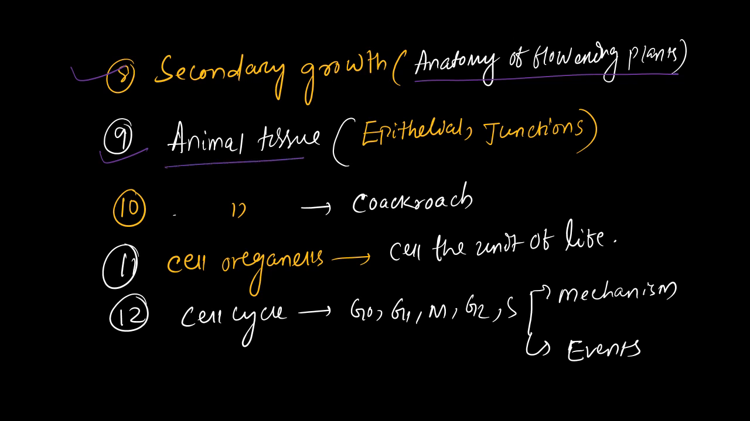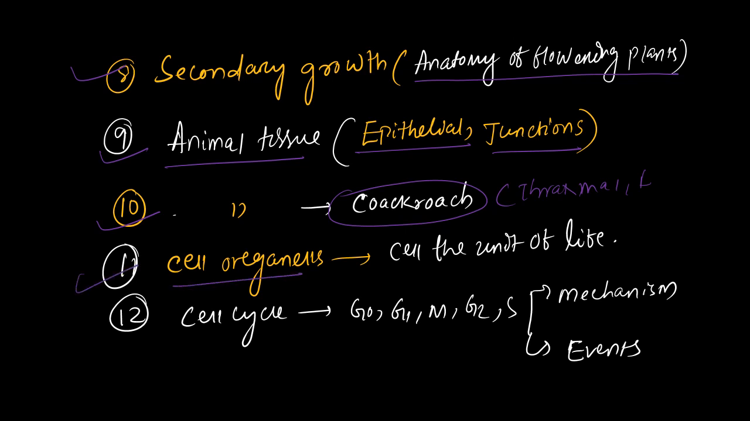Ninth, animal tissue. In animal tissue, mostly epithelial and different types of junction, tight junction and adherens junction. This is most important in animal tissue. Another important one is cockroach, like thorax, male reproductive system, female reproductive system, excretory system, digestive system. Overall, the cockroach is most important.